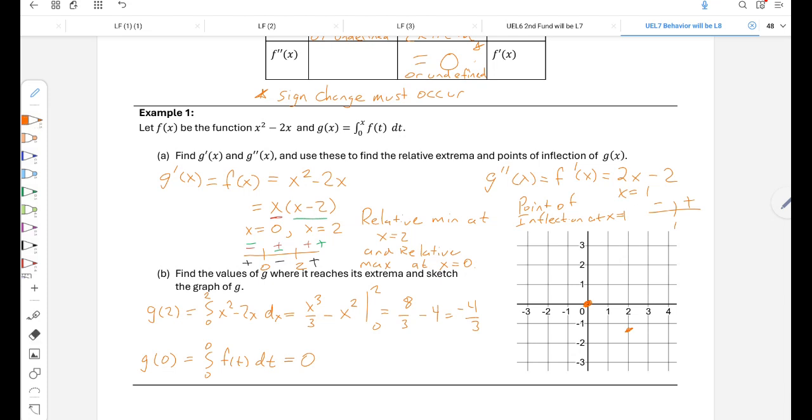So we are increasing, and we are actually concave down up until we hit 1. Oh, sorry, I'm going too fast. We are increasing up until 0, concave down up until 1. So we kind of look like a parabola here. At 1, the concavity changes to concave up. We're still decreasing. And our function looks something like that.